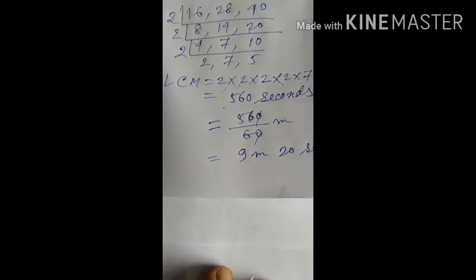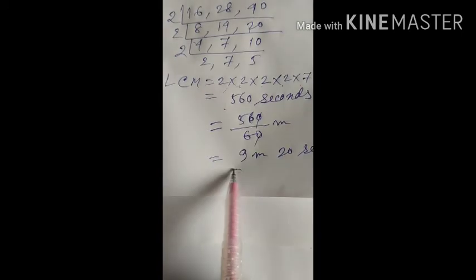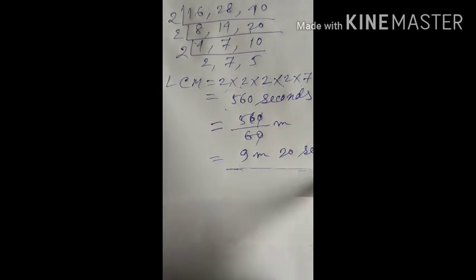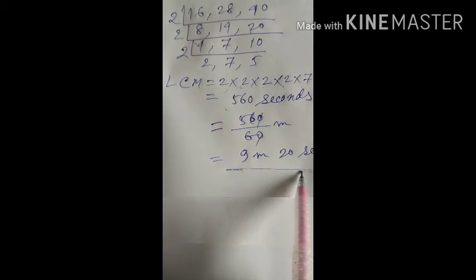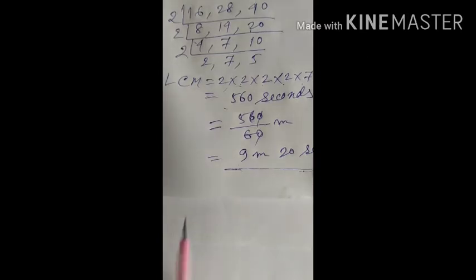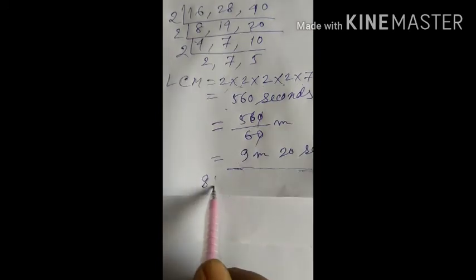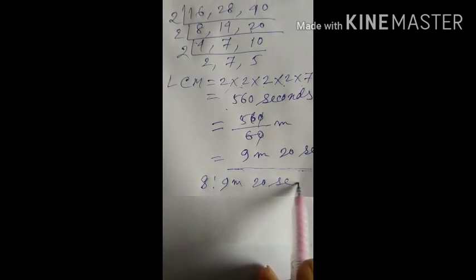Okay, so if at 8 AM the signal lights change together, then after 9 minutes 20 seconds past 8, the three lights will change together again. So the answer will be 8 hours 9 minutes 20 seconds.